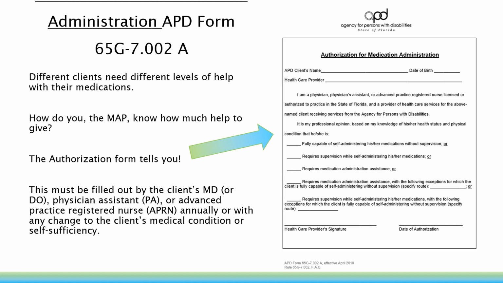Different clients will need different levels of help with their medicines. How do you, the MAP, know how much help to give? This authorization form will tell you. This must be filled out by the client's MD or DO, the physician assistant, or advanced registered nurse, APRN, annually, or with any change to the client's medicine condition and self-sufficiency.